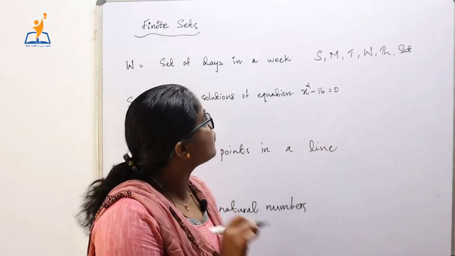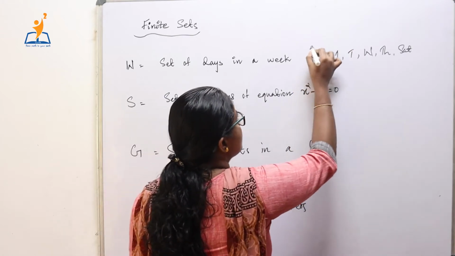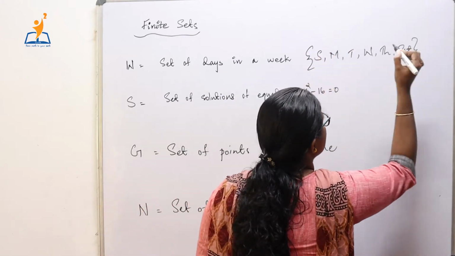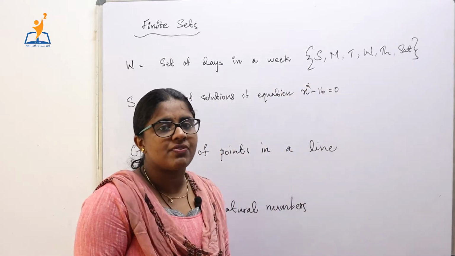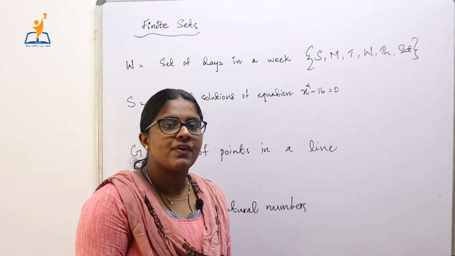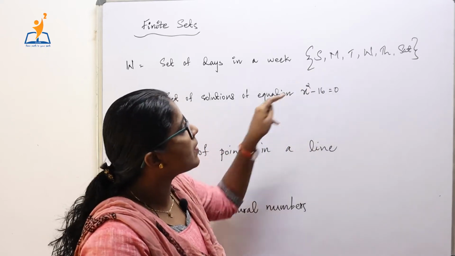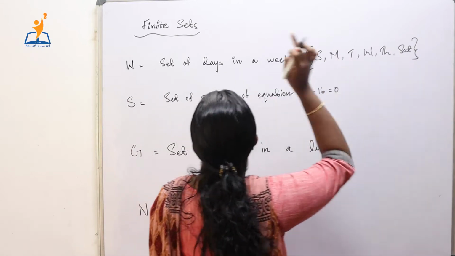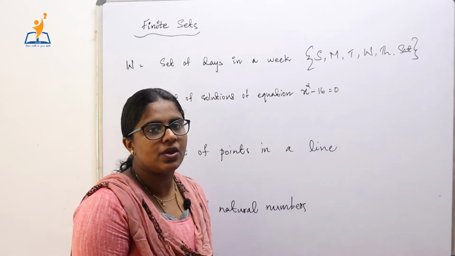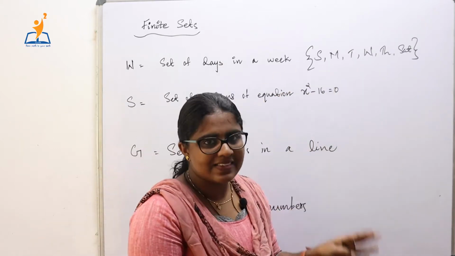These are the weekdays, or the days in a week. So, this is the required set. And in this set, the cardinality can be defined as the number of elements in the set. The number of elements is 1, 2, 3, 4, 5, 6, 7. So, the cardinality of set W, or the number of elements in set W, is 7.